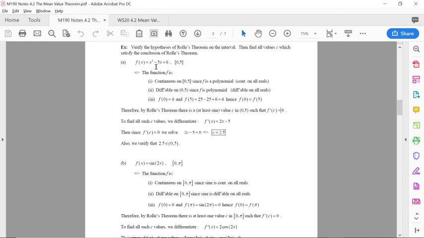So, take the derivative. So that's find f prime of x. That would be 2x minus 5. Set 2x minus 5 equal to 0 by plugging in c. That becomes 2c minus 5 is equal to 0. Solve for all values of c. We get one value of c. C is equal to 2.5.